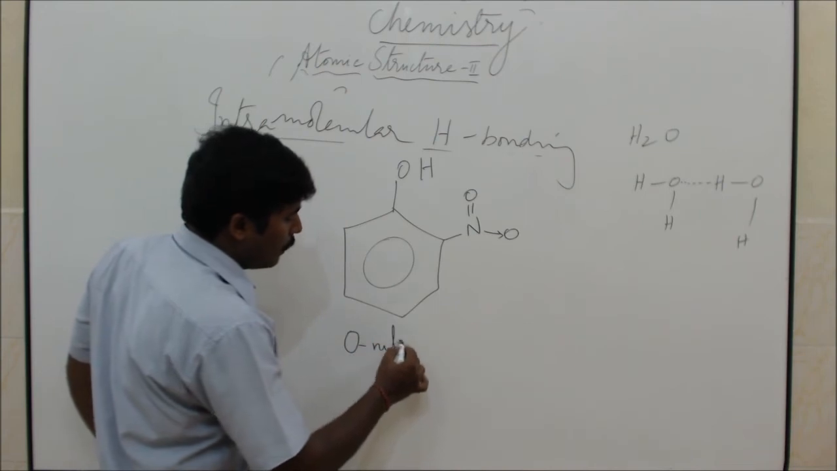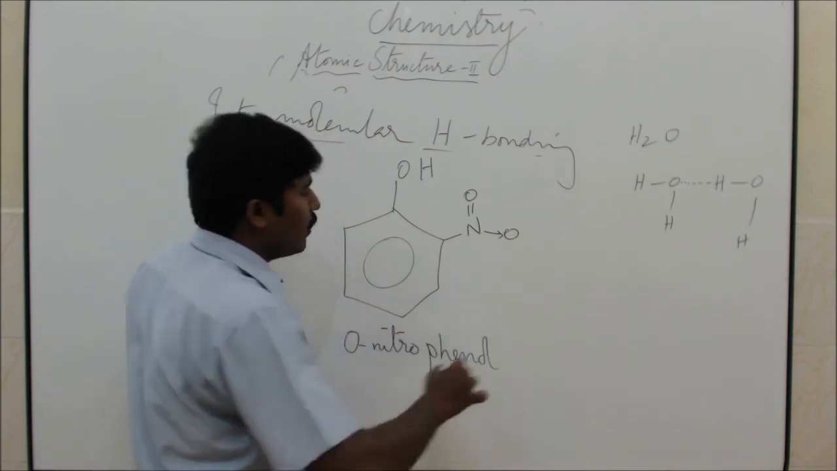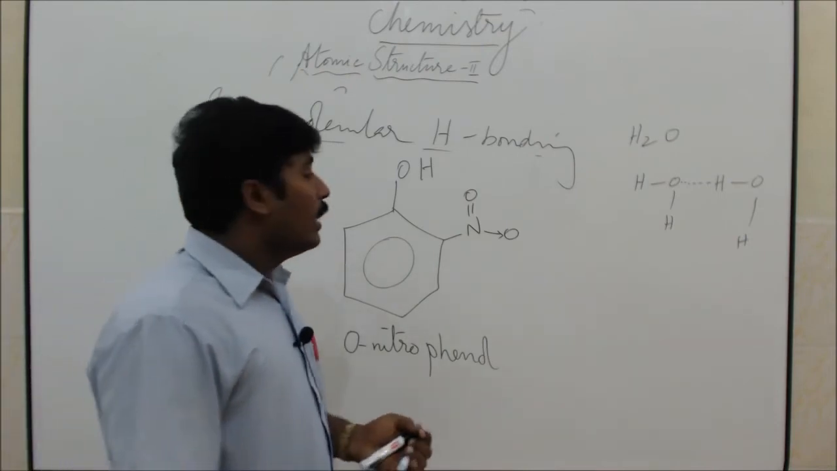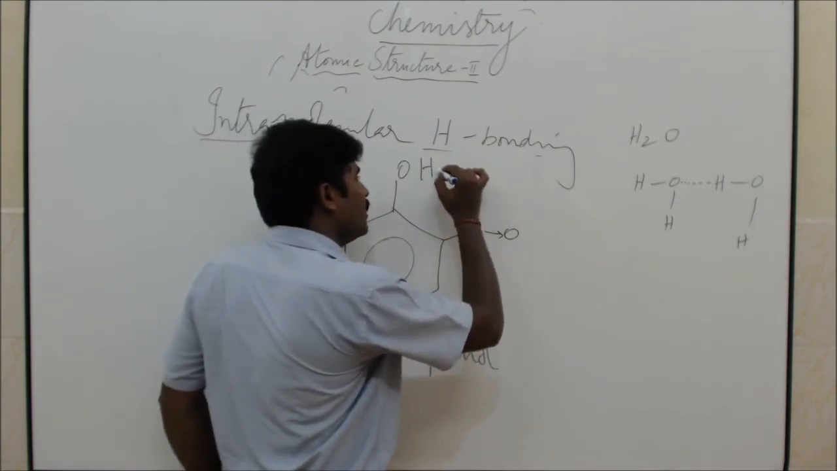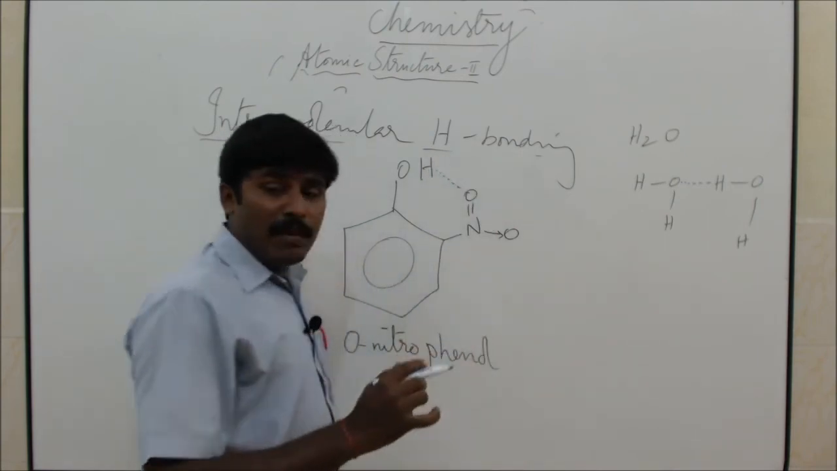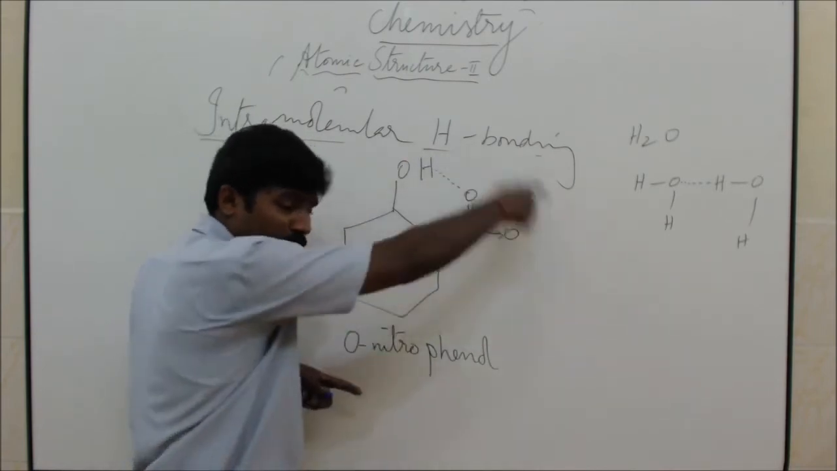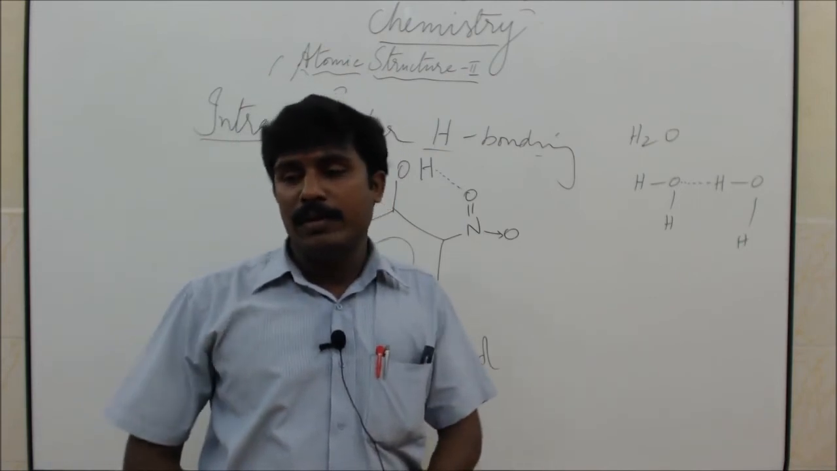So what's the compound name? Ortho nitrophenol. This is one compound. Here, hydrogen bond between this hydrogen and this oxygen. Hydrogen bond within the one molecule. Where is the hydrogen bond? Within the one molecule. So this is an example of intramolecular hydrogen bonding.